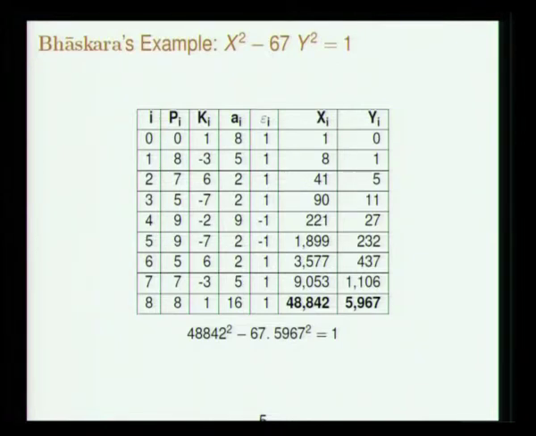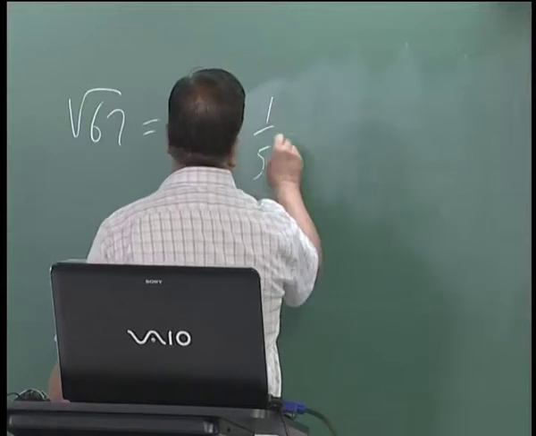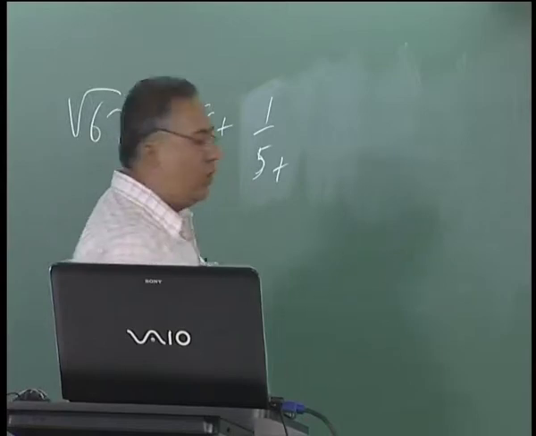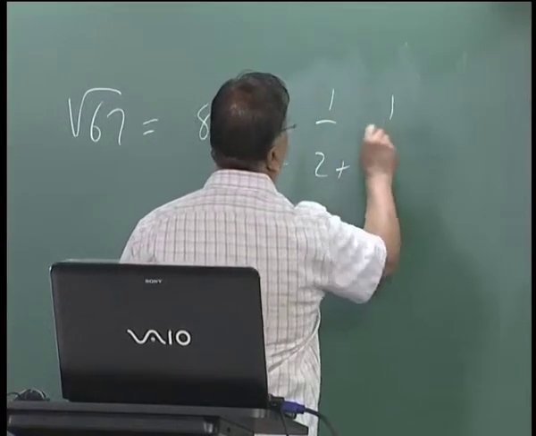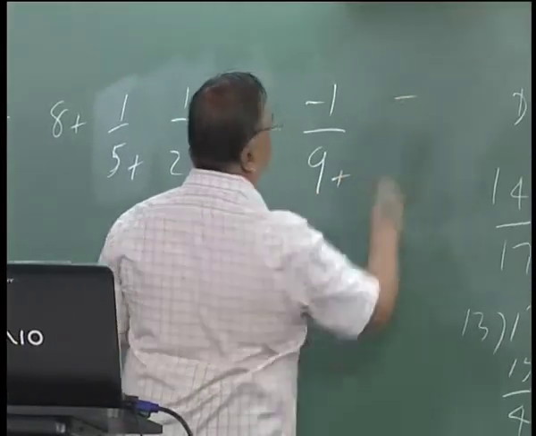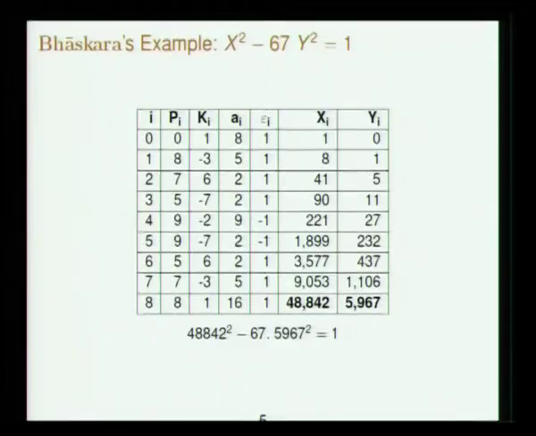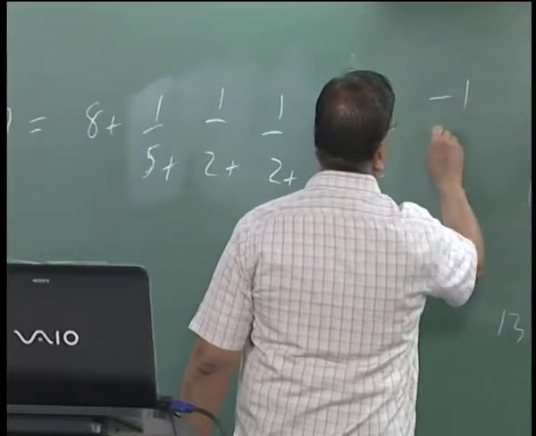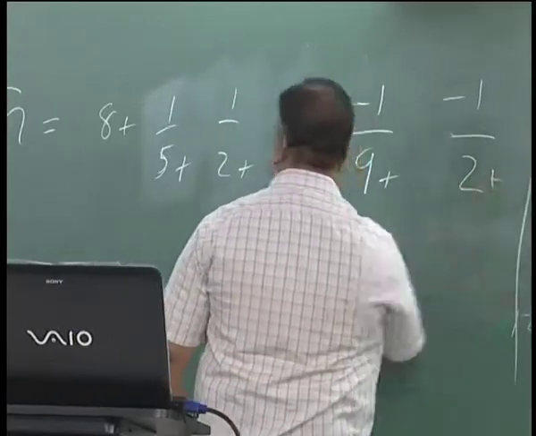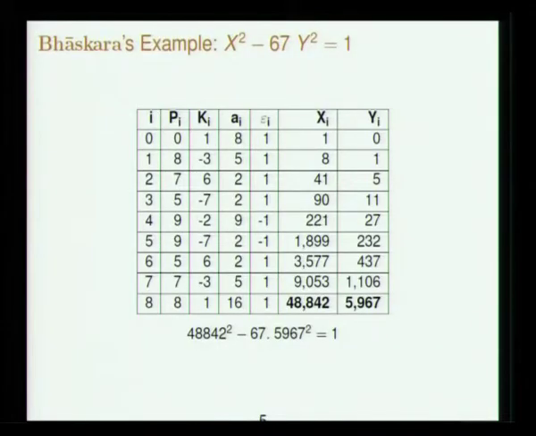So 8 plus 1 over 5 plus 1 over 2 plus 1 over 2 plus minus 1 over 9 minus 1 over 2 plus, I will continue writing it here, 1 over 2, 1 over 5, 1 over 60.